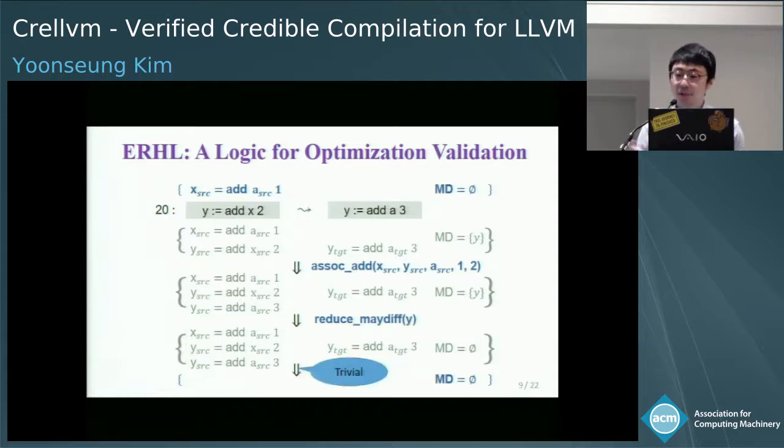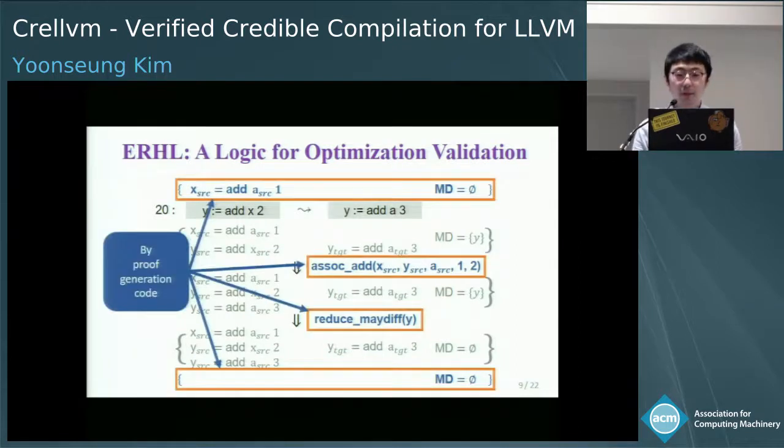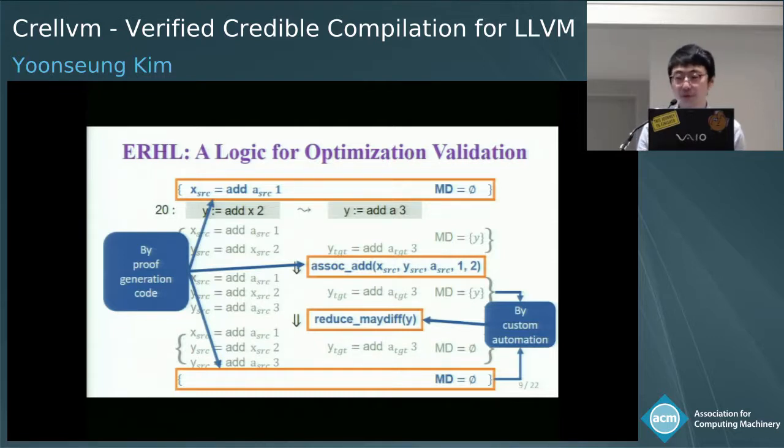Finally, the given post-assertion is trivially implied by a simple inclusion check. So we are done. To sum up, ERHL proofs generated by the proof generation code only consist of assertions and inference rules. Furthermore, we can reduce the overhead of writing proof generation code by using a custom automation function that dynamically finds appropriate inference rules, given a pair of pre and post assertions during the proof check.